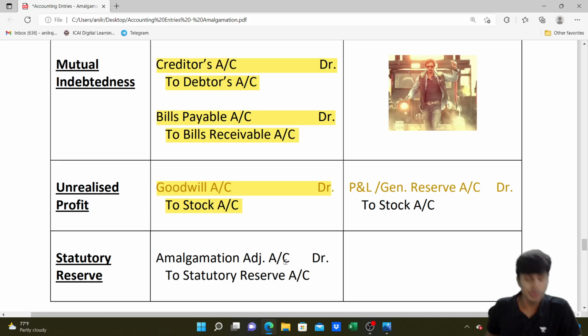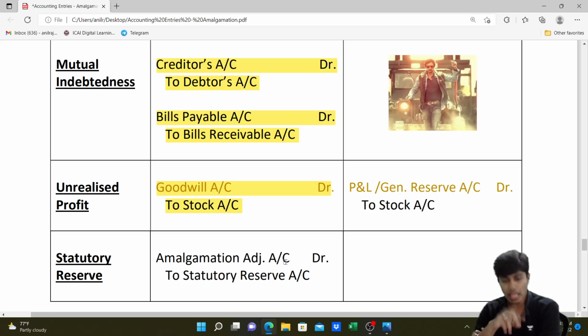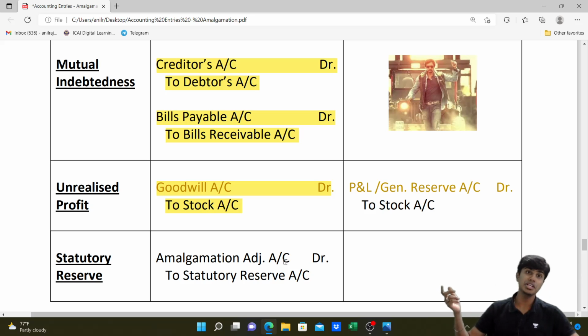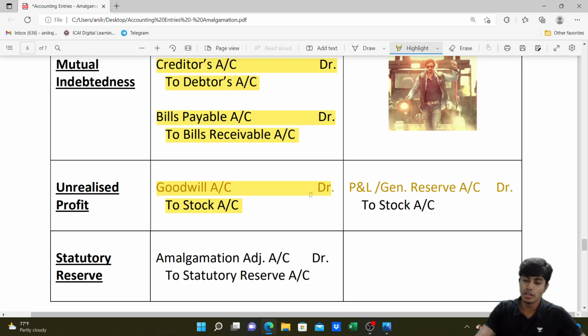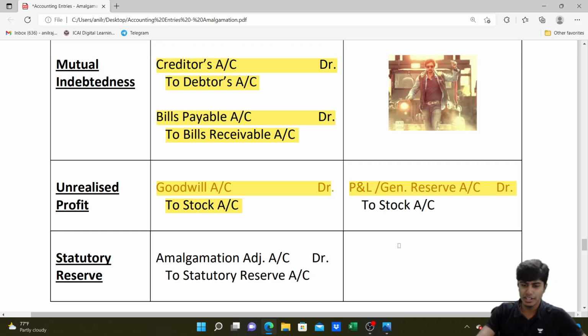Do you guys understand? We're getting nothing in return, but we're still reducing the value of the stock. So we'll write goodwill account debit to stock account. However, in the books of the transferee company, if it is amalgamation in the nature of merger, we cannot debit goodwill account. So in the place of goodwill, we'll debit P&L account or general reserve, free reserve account, and we'll credit the stock to reduce the value of the stock. So the stock value will be reduced, and we will not be debiting goodwill, but instead writing it to general reserve. This is how we account for unrealized profit.